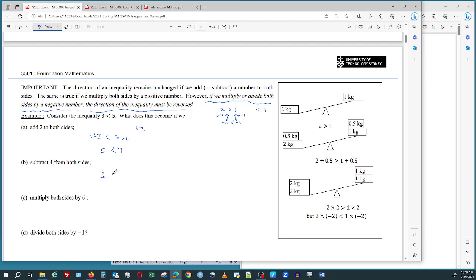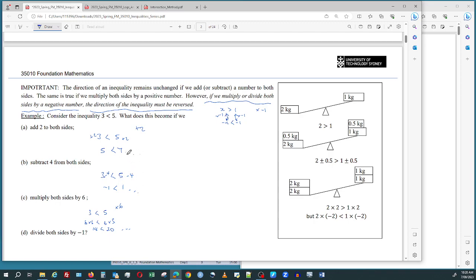So we go back to our original inequality. Okay, and we would subtract 4 from both sides. 3 minus 4 would be -1. 5 minus 4 is 1, but we don't change the sign. Multiply both sides by 6. 3, 5, we're going to times through by 6. So we get 6 times 3. What you do to one side, you do to the other. 6 times 5, so we get 18. It's less than 30. Okay, so nothing's changed.